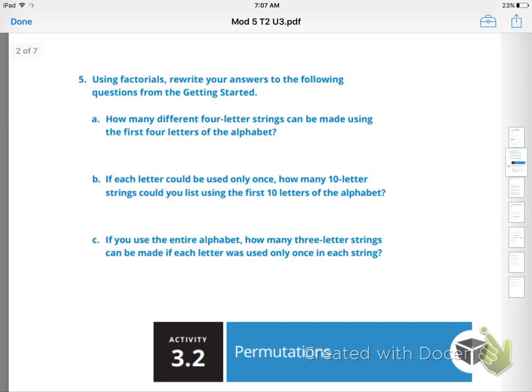Okay, so using factorials, rewrite your answers to the following questions. Okay, we're going to skip this one. So how many different 4-letter strings can you make using the first 4 letters of the alphabet? So 4 factorial, type it in your calculator, and then we got 10 letters, so 10 factorial. So if I type in 4, go to math, PROB, scroll down to my factorial, this is 24, then do the same thing with 10.